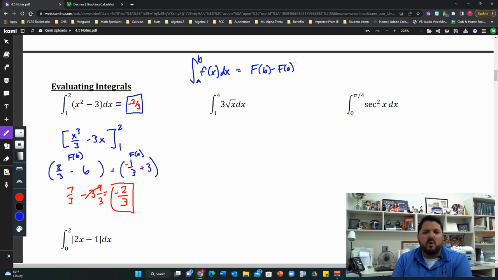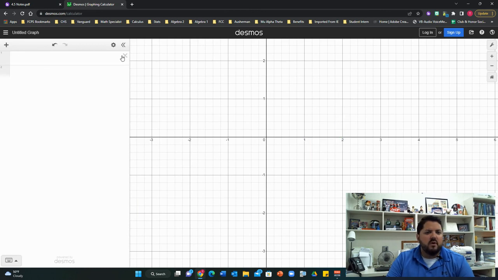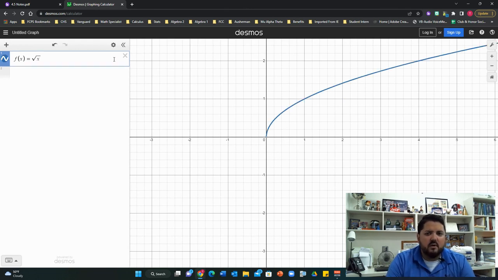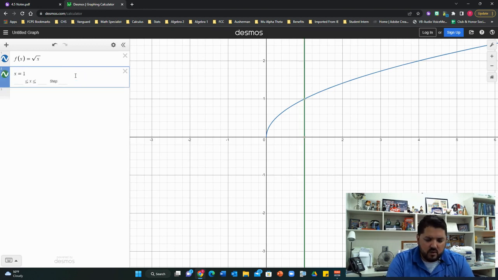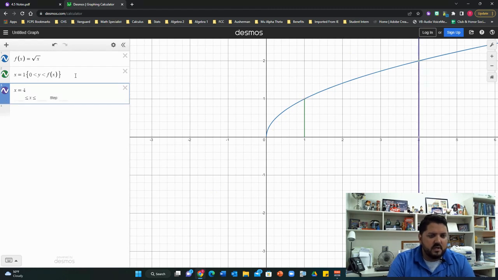All right, now let's try another one. So this one, integral from 1 to 4 of 3 square roots of x. So let's take a look at what that graph looks like. So f of x equals square root of x. Okay, and this time we're going to go from 0 to 4. Excuse me, 1 to 4. Okay, so let's look at x equals 1. And let's go from 0 up to f of x. And then x equals 4, same thing.